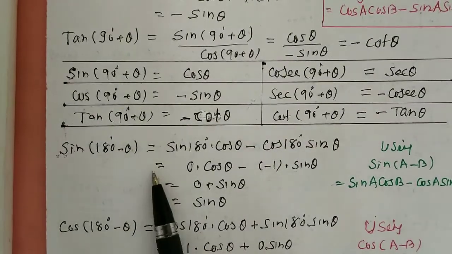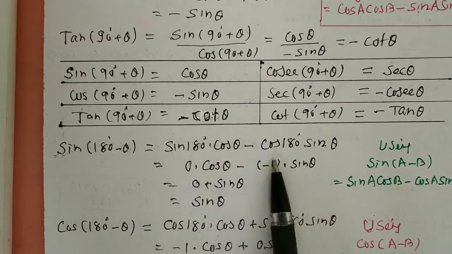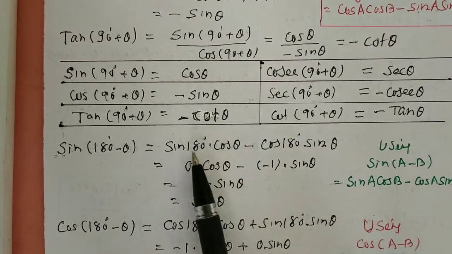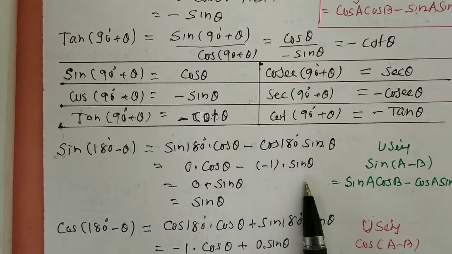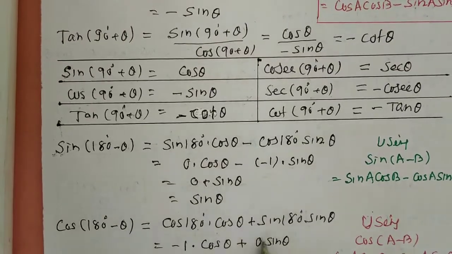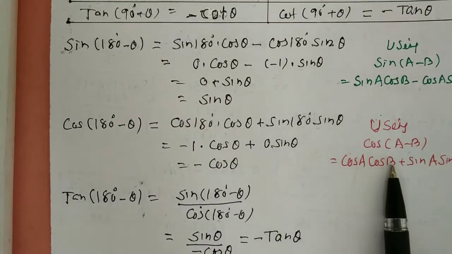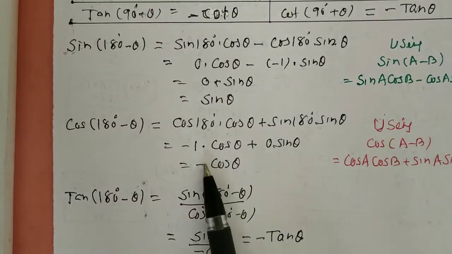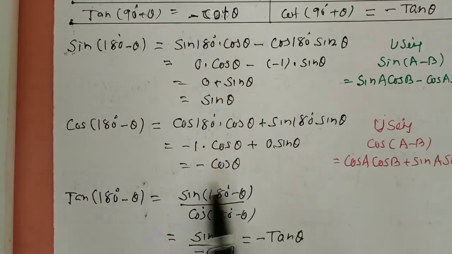Now sine 180 minus theta. The same formula is used, sine A into cos B minus cos A into sine B. Sine 180 is 0, cos theta, minus cos 180 which is minus 1 into sine theta, so minus minus plus, so this is sine theta. Sine 180 minus theta is sine theta. Cos 180 minus theta is cos A into cos B plus sine A into sine B. Use this formula and put the value of cos 180 as minus 1 and sine 180 as 0, so minus cos theta.